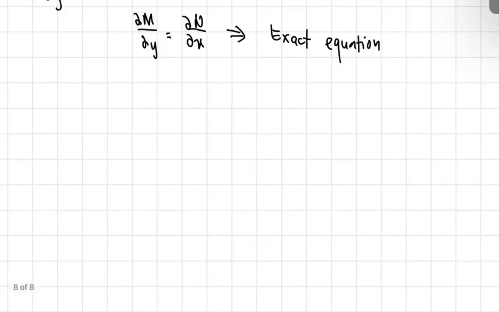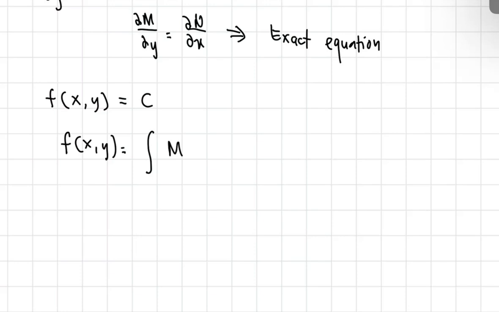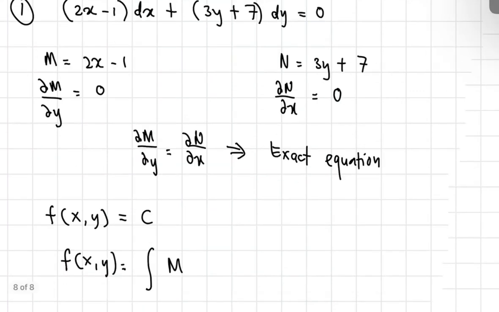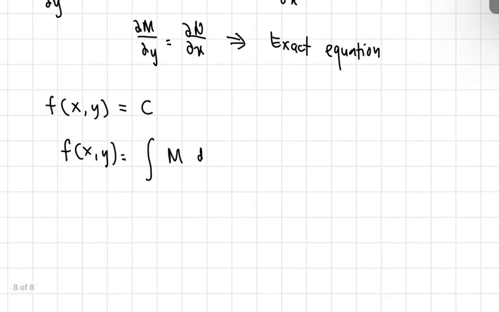All right, to find the solution, the solution must be in terms of x, y, where this function is equal to some constant c. To get a function f(x,y), you must integrate whatever M or N with respect to their respective variable, plus some function A(y) or A(x). In this example, I would like to use the function M. So here we have the integral of M with respect to x, dx, plus some function A(y).